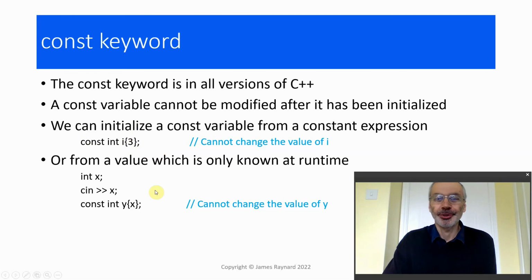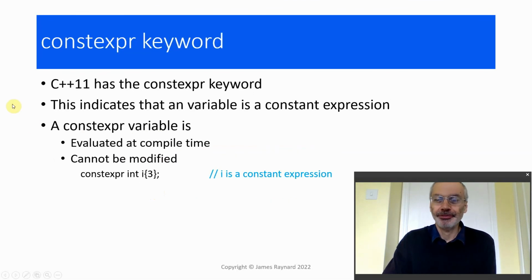So we have two separate concepts here, and in C++11 we have a new keyword for the constant expression concept. So the constexpr keyword means that a variable is a constant expression. This means that the variable is evaluated at compile time and cannot be modified. So with the variable i, which we declared as const before, we can now declare this as constexpr, because i is a constant expression.